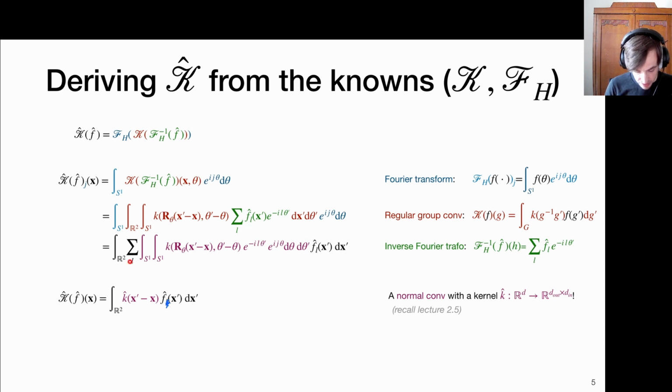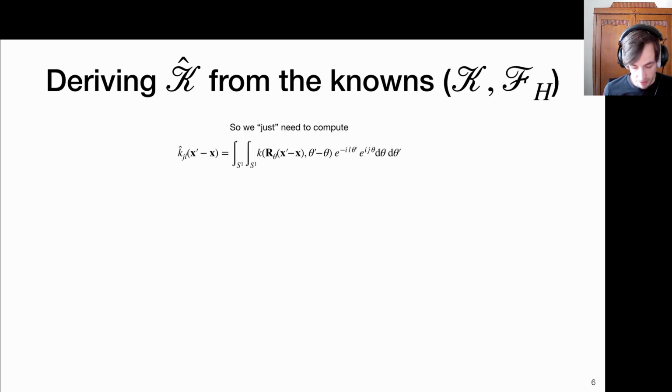So what's happening here, this sum over L, is really like the matrix vector multiplication, right? So I have a kernel that has for every input-output pair some value, and I do this matrix vector multiplication. That's so we sum over the rows in K and over the columns in F. Okay, so we just need to compute these integrals of some regular group convolution kernel.